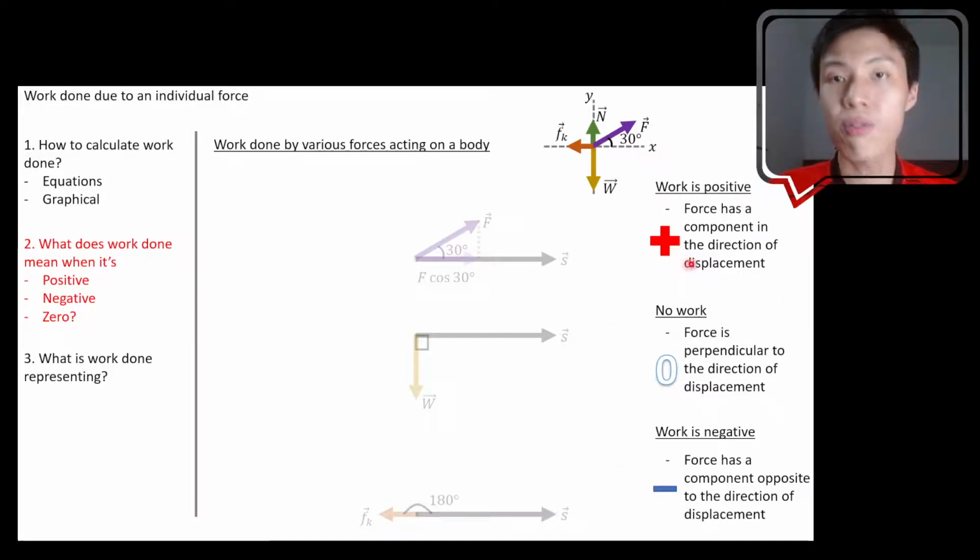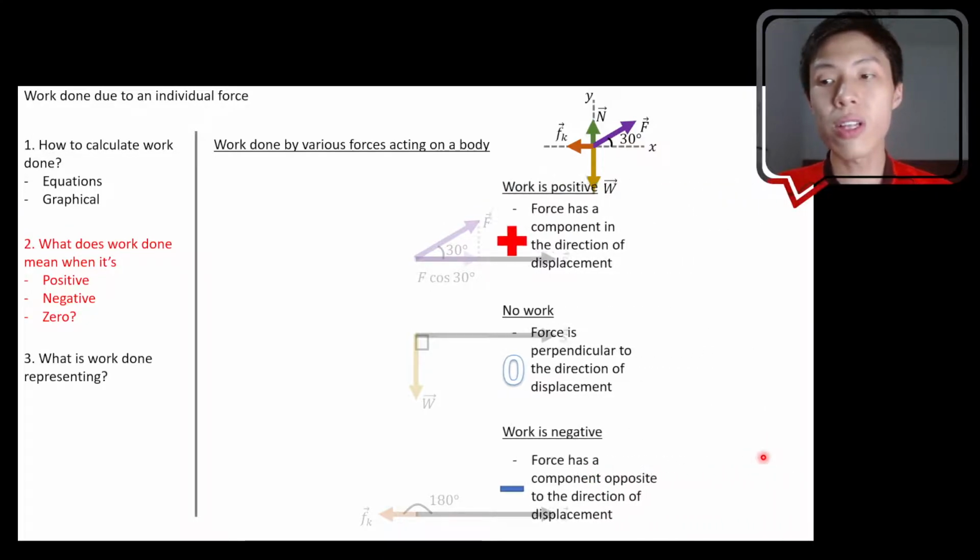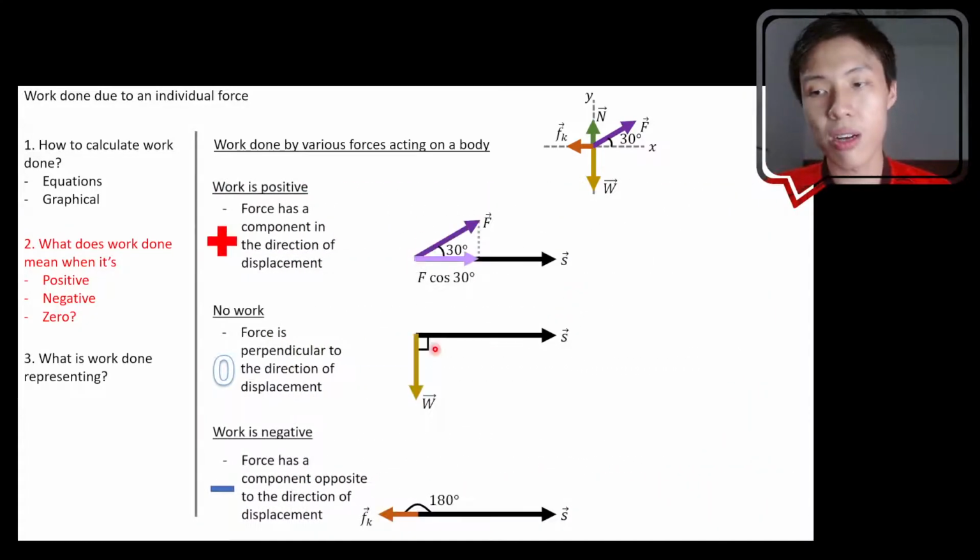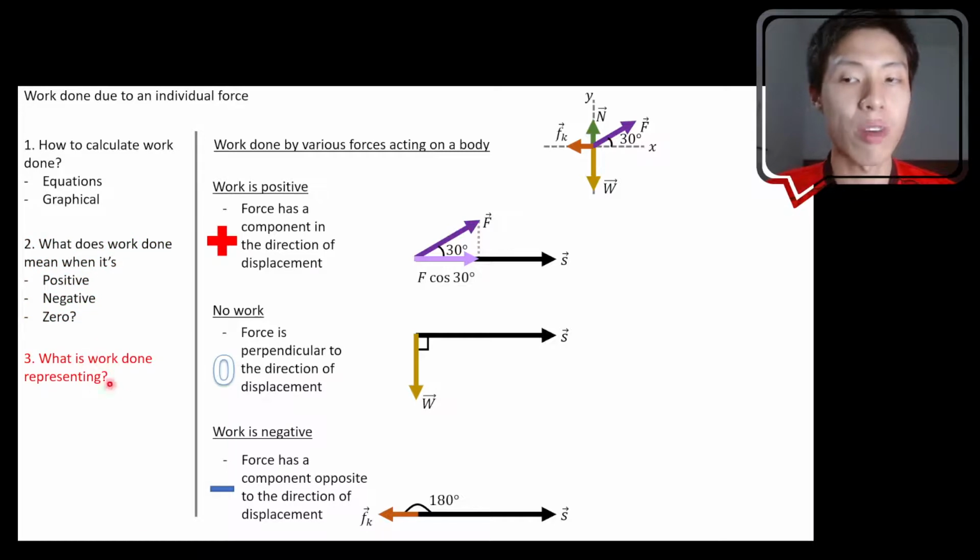Work done is positive, the force is in the direction of displacement. No work, perpendicular. Work is negative, opposite to the direction of displacement. So now let's move on to study further what this work done represents. If work done is positive, what does it really represent?